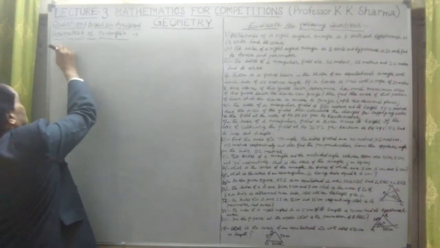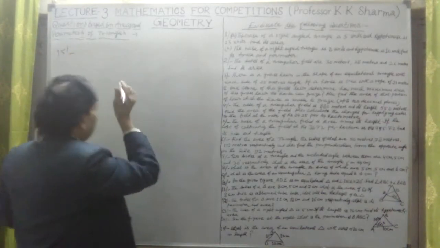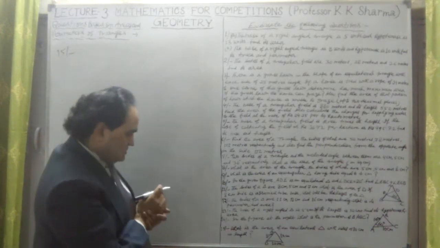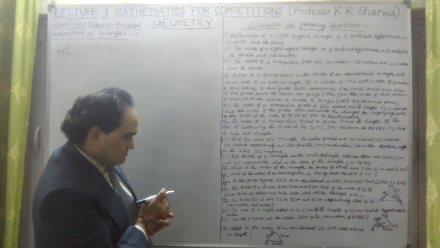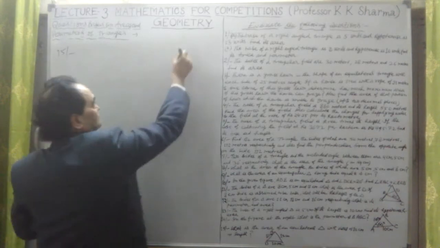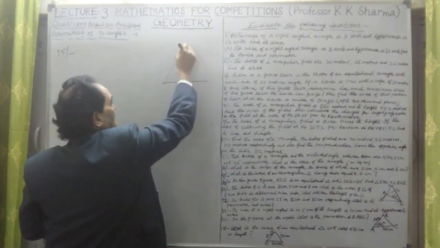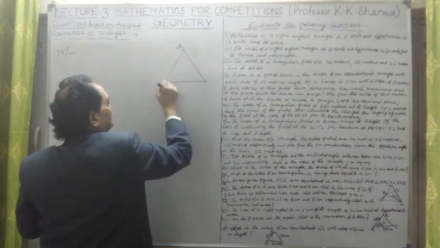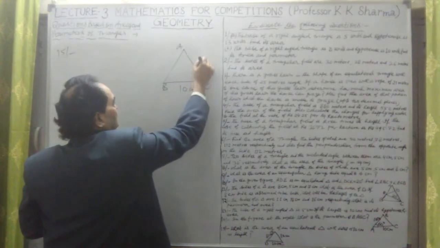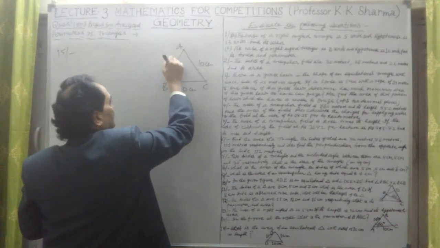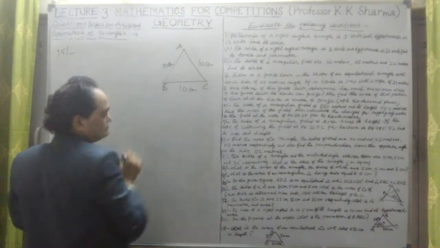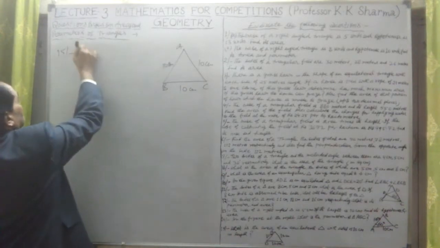Okay, now question number 15. It says: what is the area of an equilateral triangle with a side of 10 centimeter in length? So this is the equilateral triangle we are given, and the area is to be calculated. This is 10 centimeter, 10 centimeter, 10 centimeter. This equilateral triangle is ABC. All right, so what is the area?